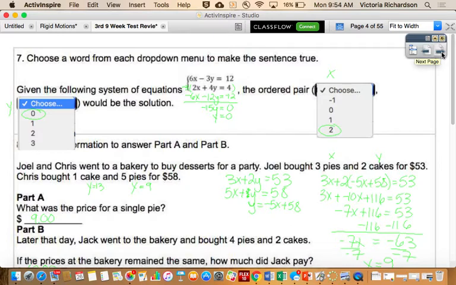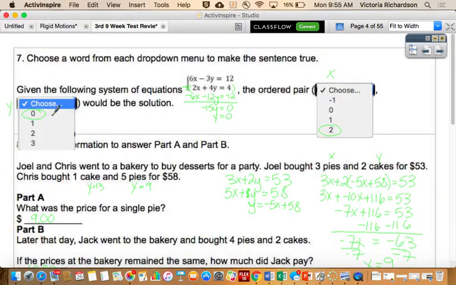Number 7, it says choose a word from each drop-down menu to make the sentence true. So it says, given the following system of equations, the ordered pair blank blank would be the solution. So notice there's parentheses here, so this is going to be your x, and there's another blank there that's going to be your y. So when we solve this, I solved it by elimination. So I multiplied the second equation by -3, and I got -6x minus 12y equals -12. And that gave me y equals 0. So I knew that my y was going to be 0.